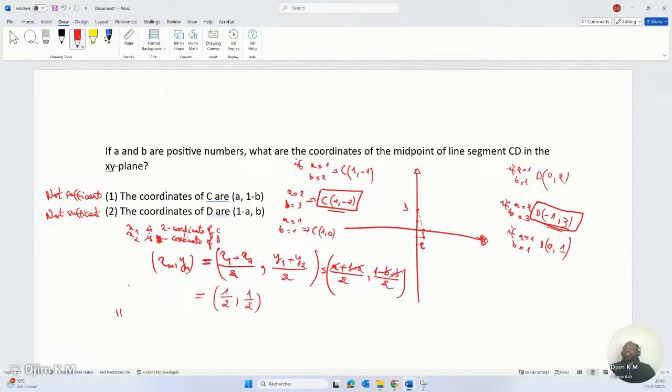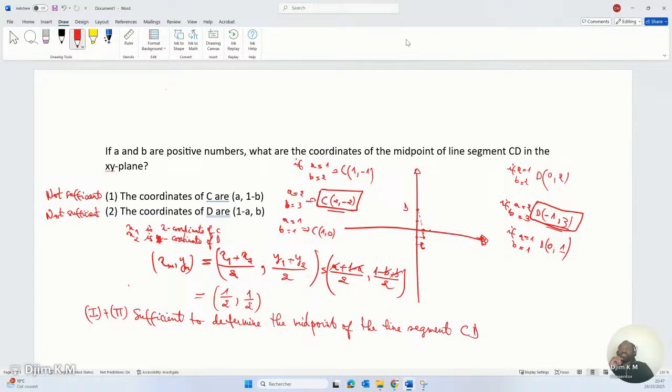So combining the two conditions will be sufficient to determine the midpoint of the line segment CD. So answer C.